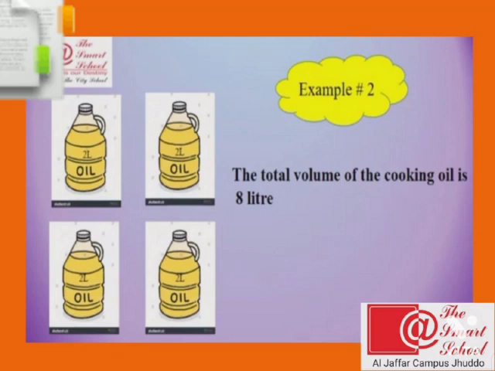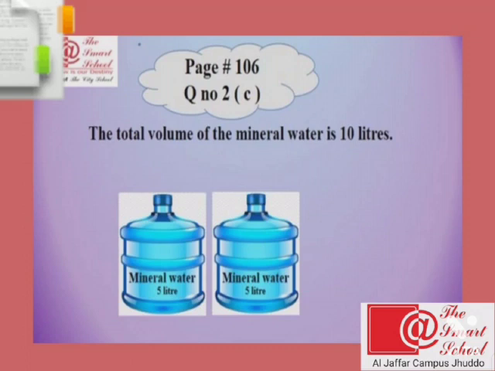There is another example of mineral water. The total volume of water is 10 liters, because each bottle carries 5 liters of water. Then 5 liters plus 5 liters is equal to 10 liters. We measure the quantity of a liquid in liters and milliliters. Liters are shown with L and milliliters with ml.